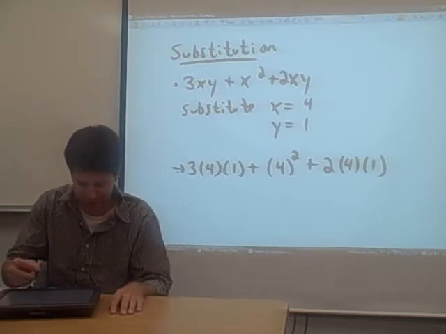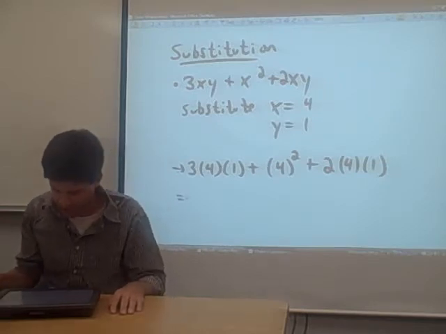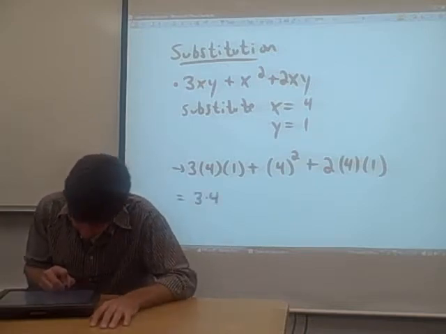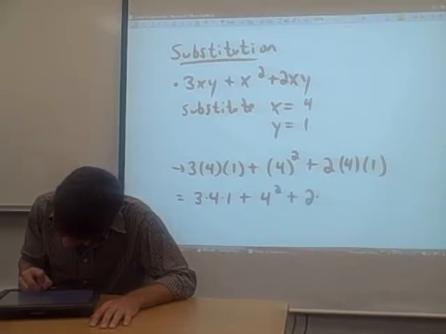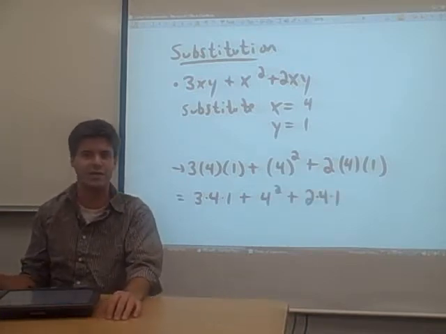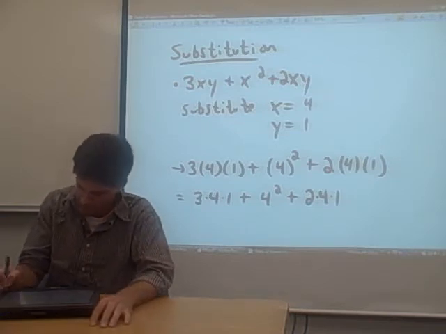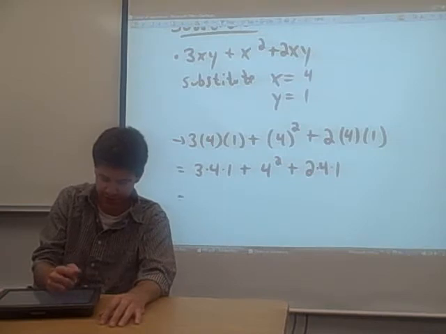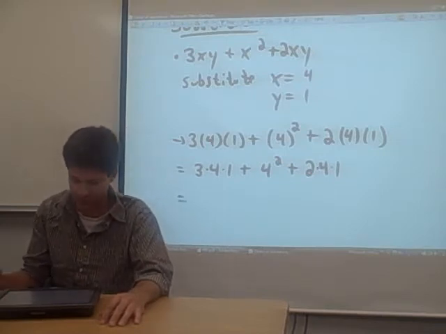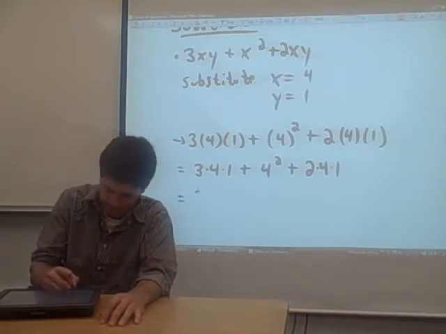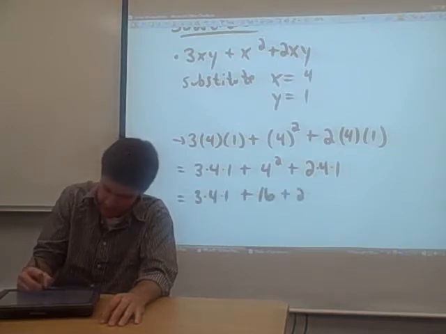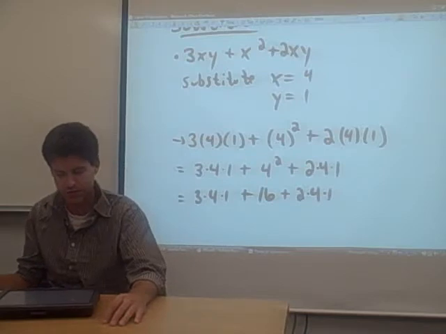So there are a lot of parentheses in this problem. However, it looks like we can just drop all of them. 3 times 4 times 1 plus 4 squared plus 2 times 4 times 1. It's the same thing as the line right above it. The next step in order of operations is to carry out exponents. There's one exponent, it's a 4 squared. 4 squared is 16 again. So there's our new expression.